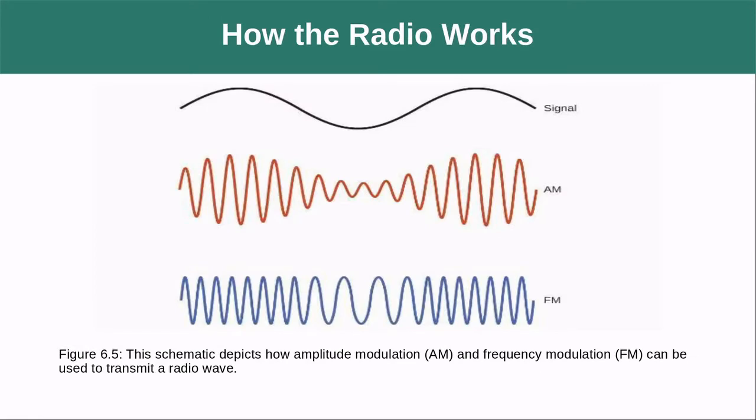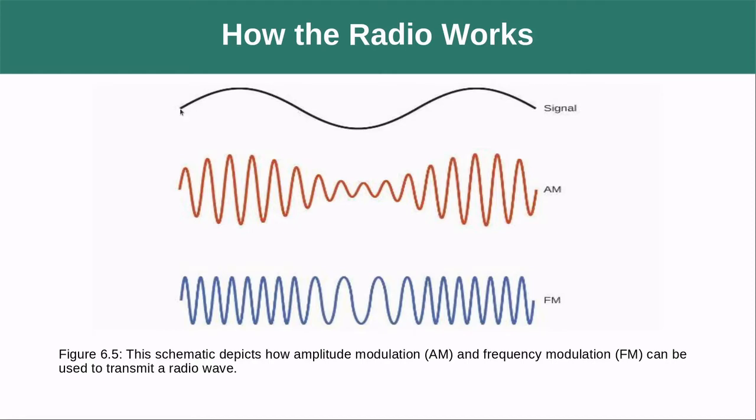How does it work? So, if this was the signal that I was trying to send, just this sine wave, I have two kinds of modulation that are typically used. You have AM, amplitude modulation, or you have FM, frequency modulation. So how do these two work?